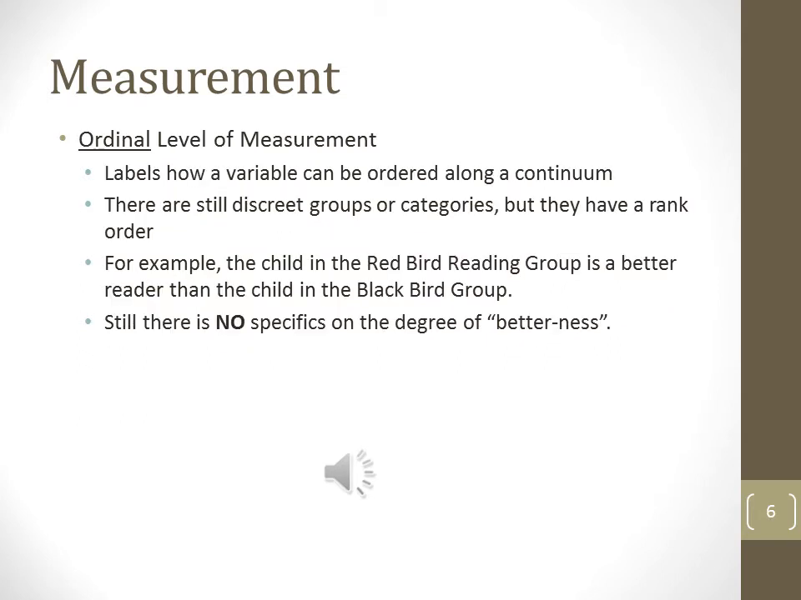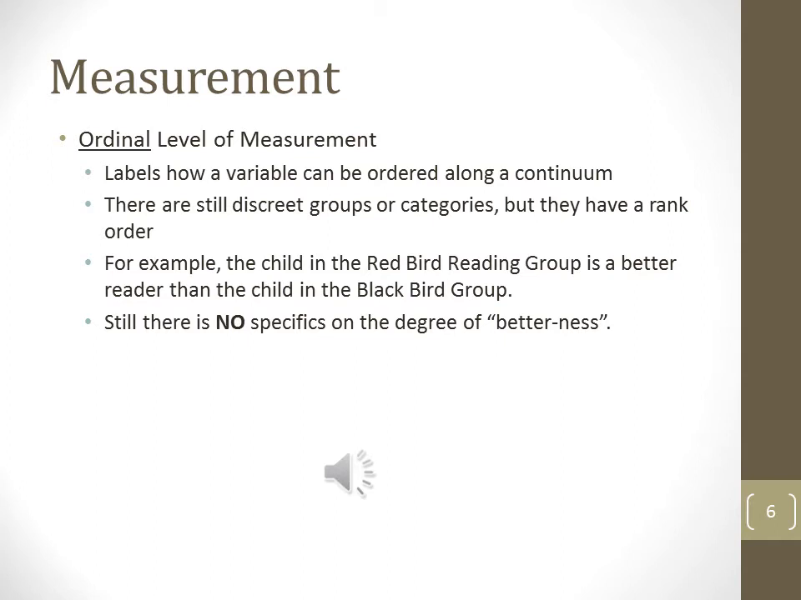The second level of measurement is called ordinal. In this instance, the labels of the variable are ordered along a continuum from not good to really good. There are still discrete groups or categories, but in this case they have a rank order. Something is better than another group.